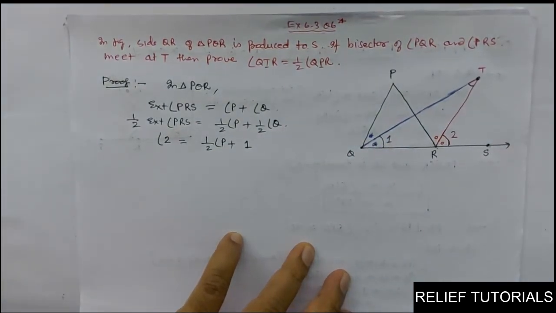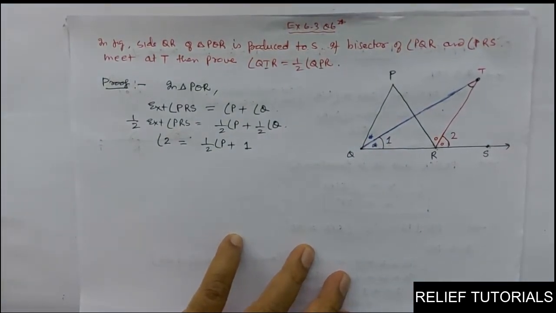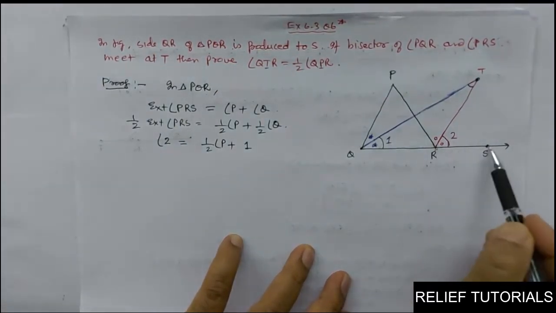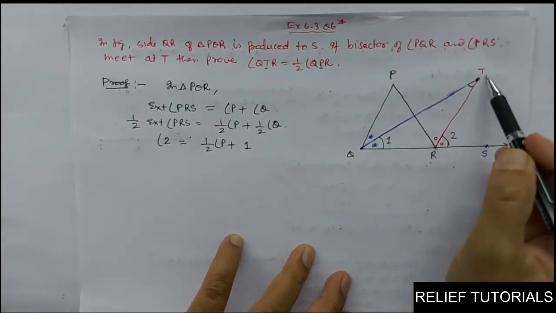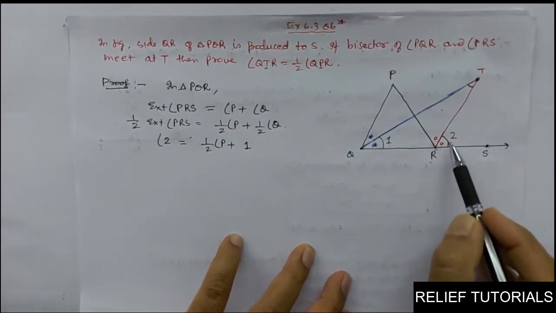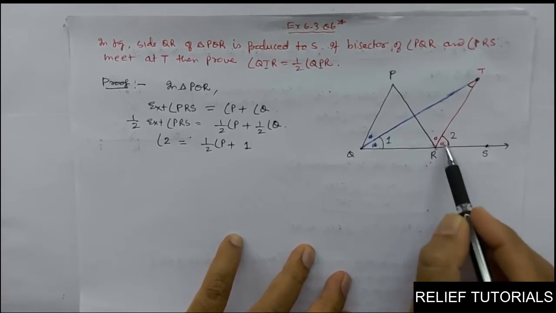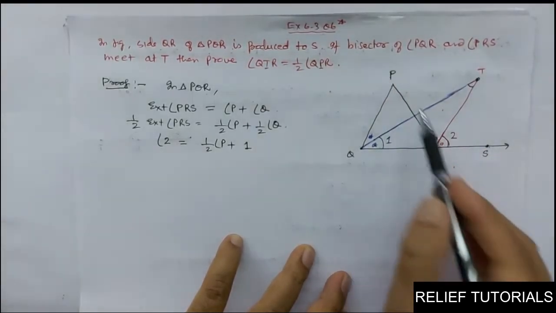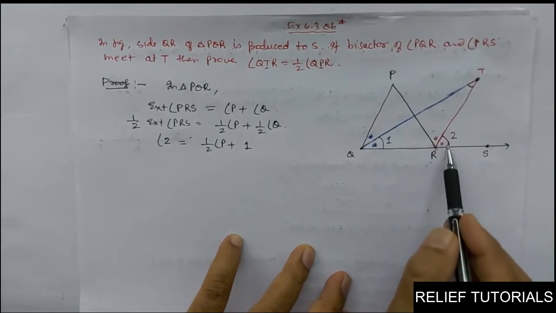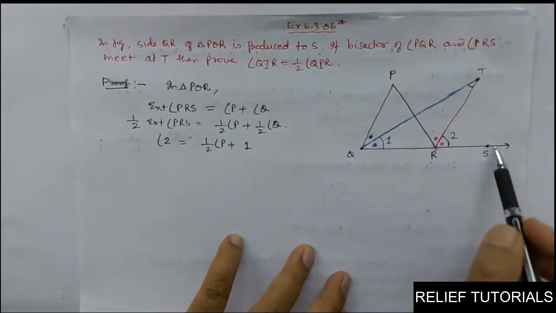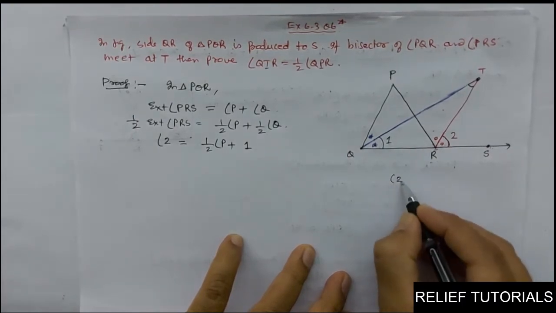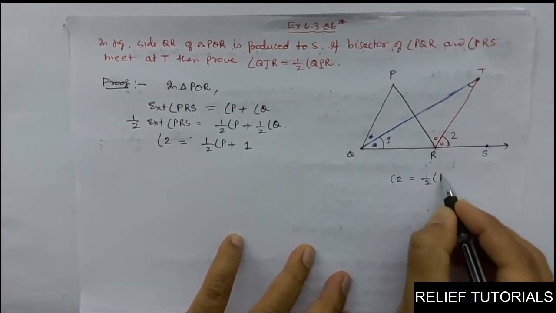See, first try to understand the data. What is given, you see. This angle PRS. Red is the bisector. So I have taken these two angles, and these two angles are equal. Why? Because RT is the bisector of angle PRS, so it divides the angle into two equal halves. So I can say here angle 2 is equal to half of angle PRS. Any doubt?